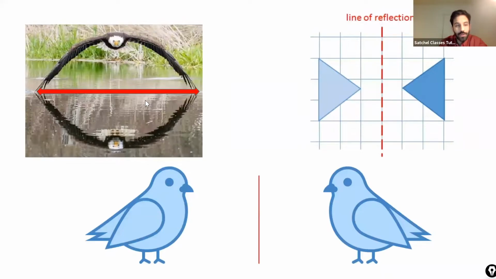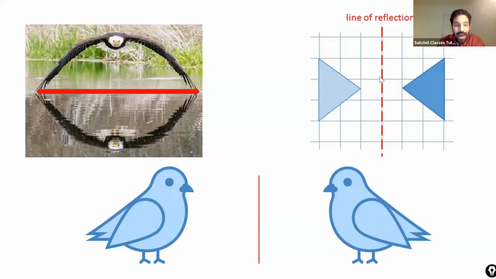So just a few images showing reflections. We can see reflections in nature. So we can see an eagle reflecting in water. We can see some art drawings, so a bird being reflected. And the types of examples which you will see is a reflection of shapes into an axis.